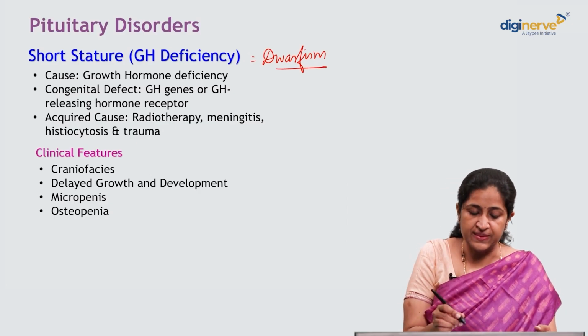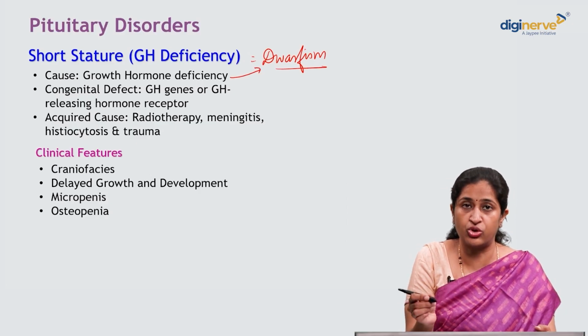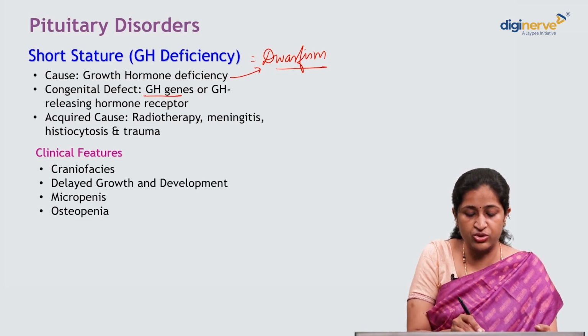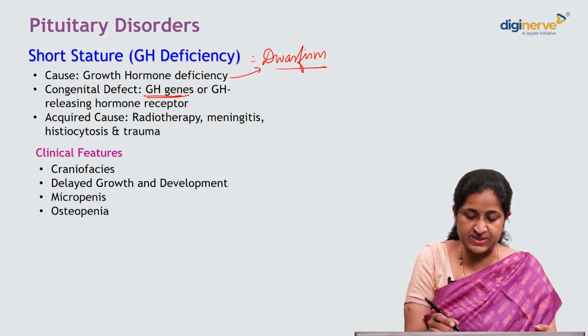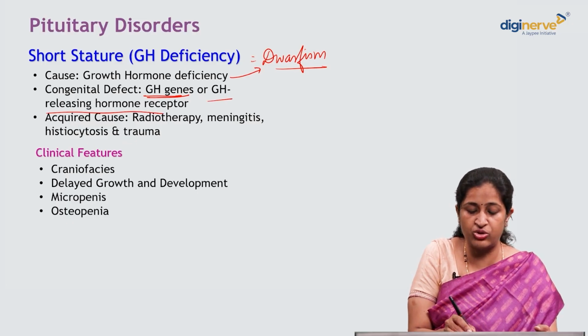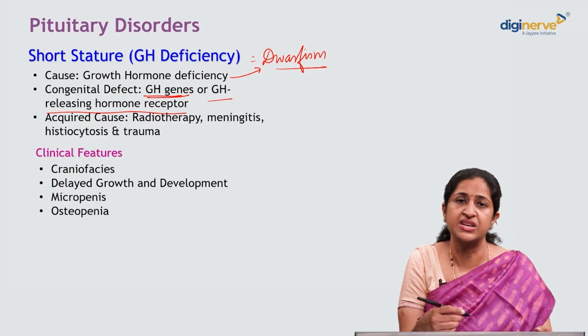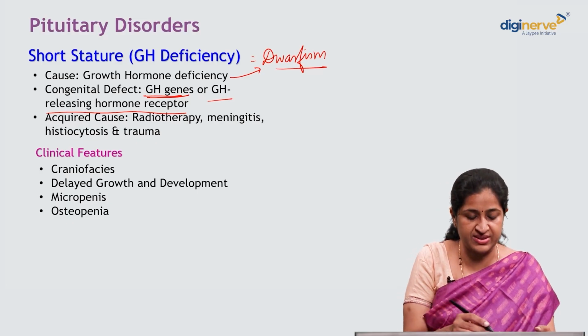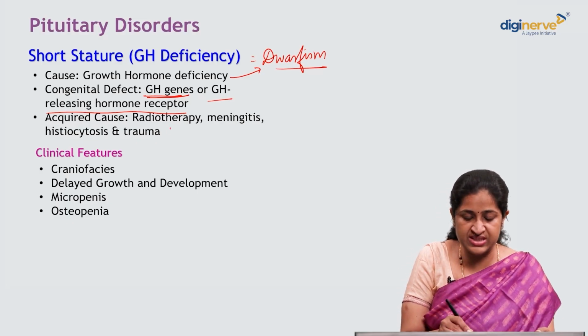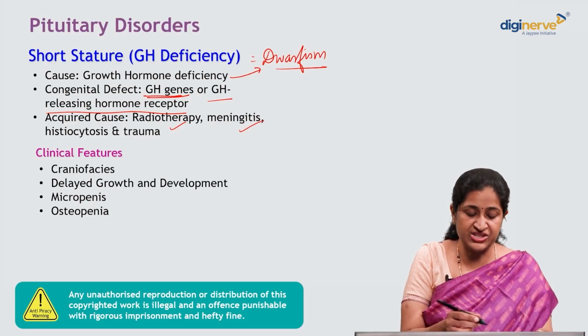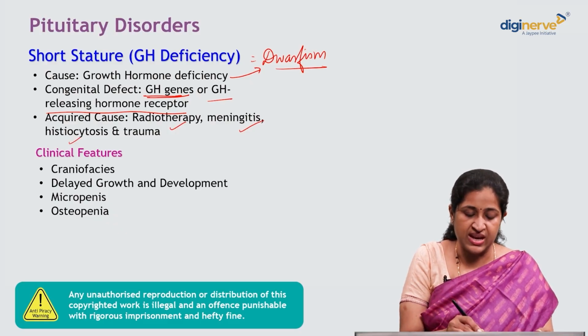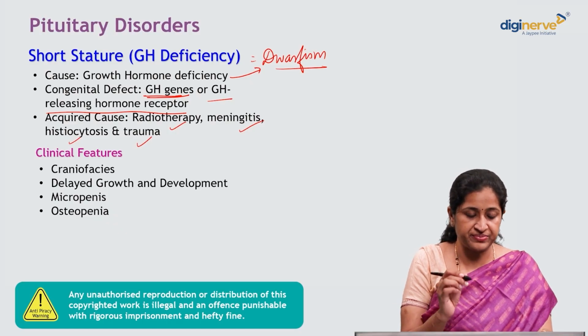Most common cause is primary growth hormone deficiency, where the growth hormone genes themselves are not expressed. Another situation is where the growth hormone releasing hormone receptor deficiencies are present. Acquired causes of growth hormone deficiency are radiotherapy, meningitis, histiocytosis, and head injury or trauma.